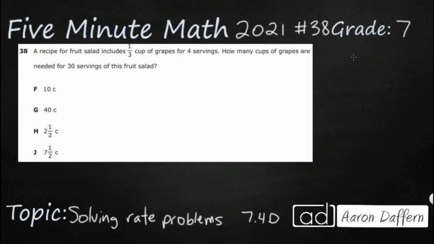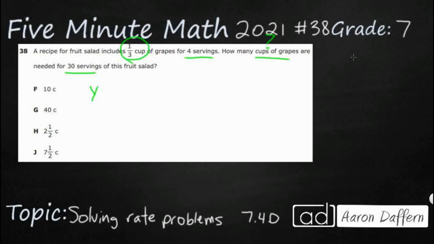So we have a recipe for fruit salad, and it includes 1/3 cups of grapes. That gets you 4 servings, so we need to figure out how many cups of grapes, unknown, gets you the 30 servings. Well, there's two different ways that we can solve this. Let me show you both.